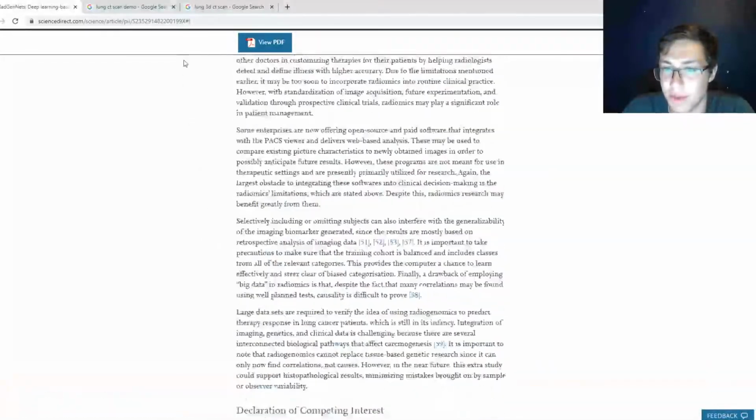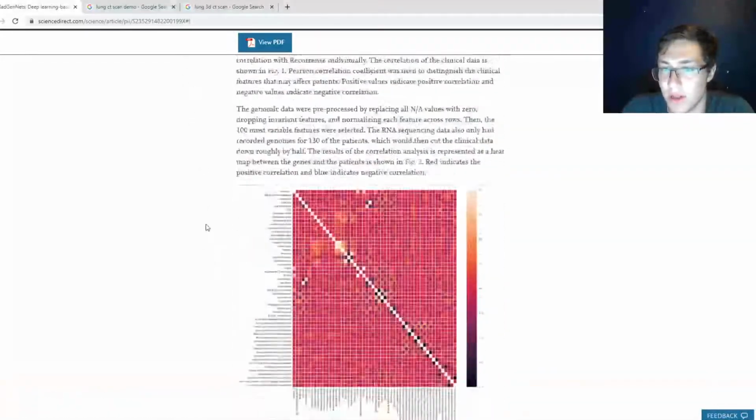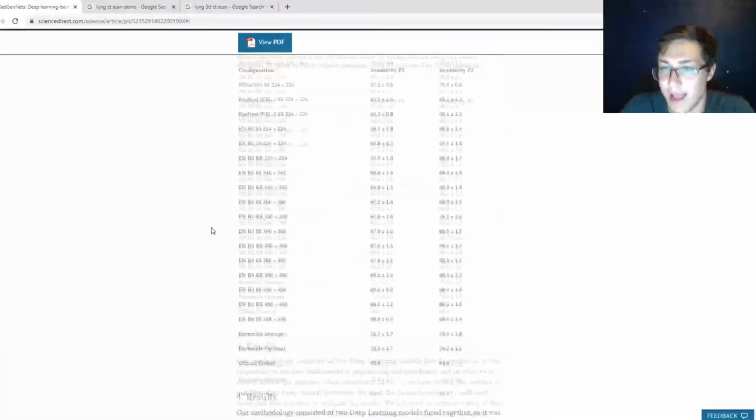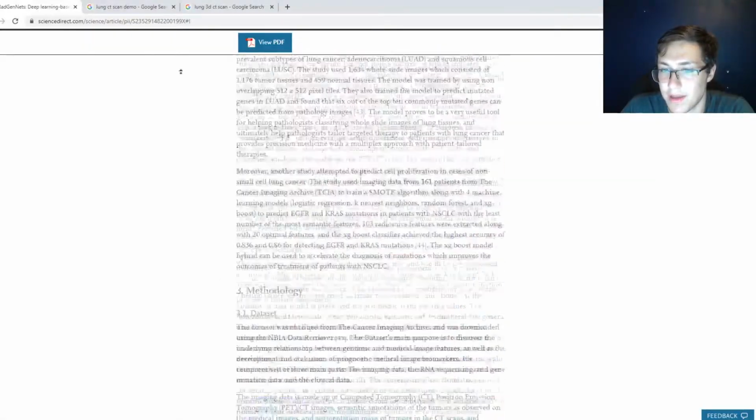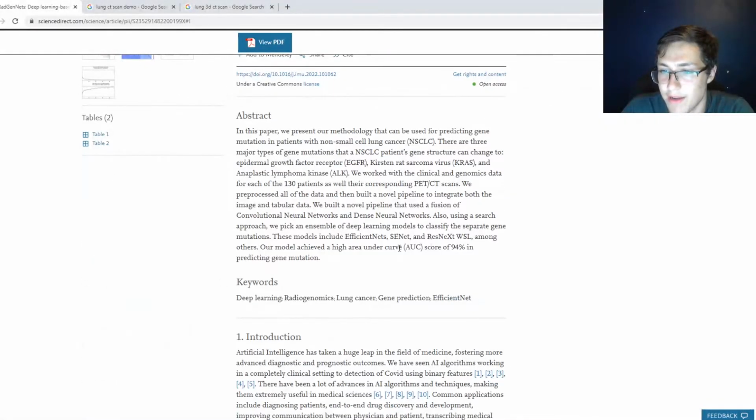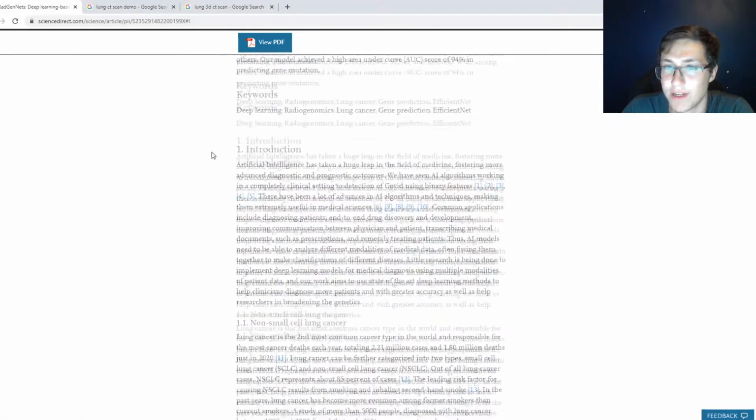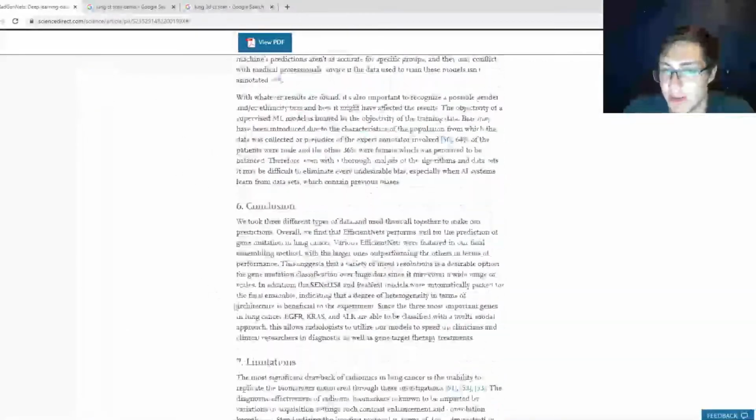And so the whole point of this was that we were able to get some pretty good accuracies. We got, I think, a 94% AUC in predicting gene mutation.